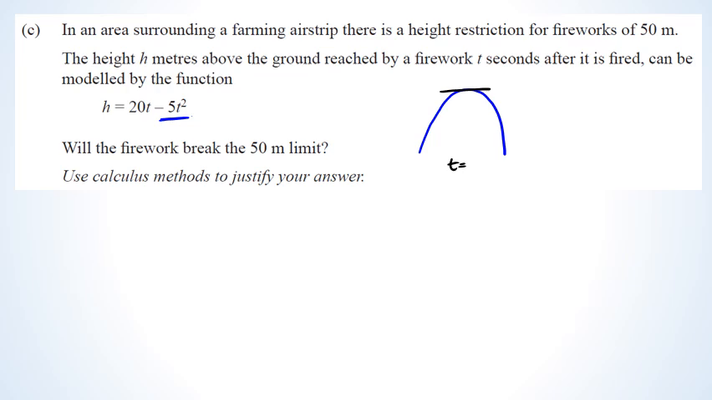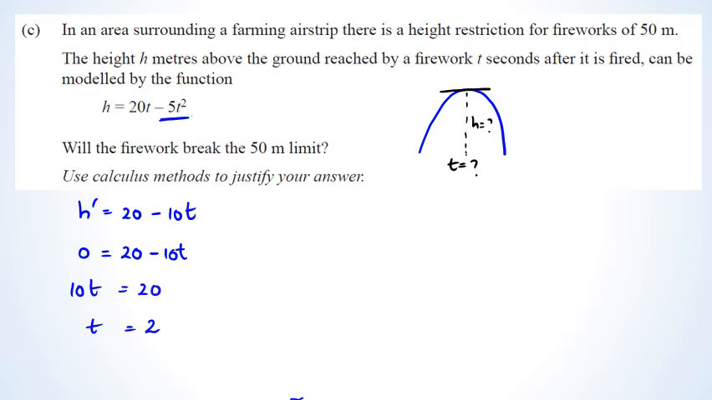Sorry, let me just do that again. It will give us what t is, and then we can go back and put in the equation to figure out what the height is. So we've got height is equal to 20t minus 5t squared. So h dash is equal to 20 minus 10t. So we want to know at what point is the gradient 0. So we put h dash equals to 0, 20 minus 10t. So 10t equals 20, t is equal to 2. So at 2 seconds, it's going to be reaching its maximum height.